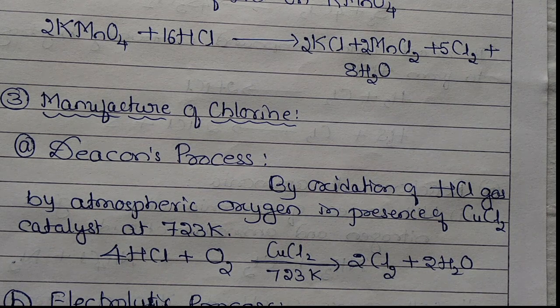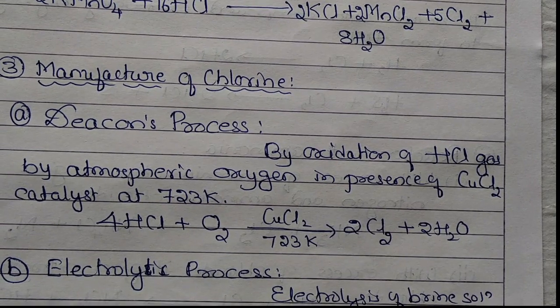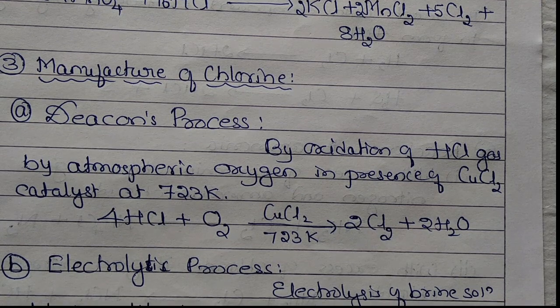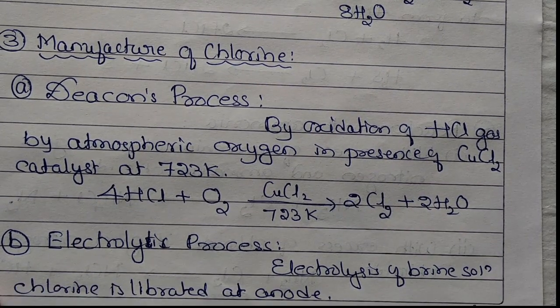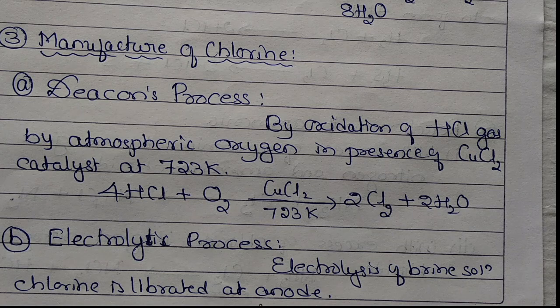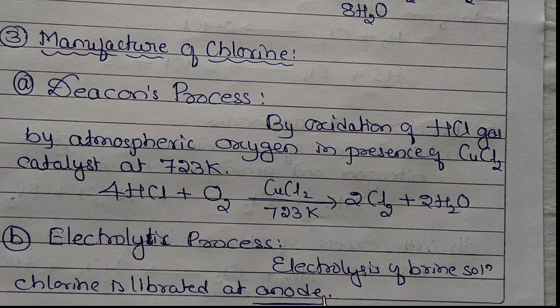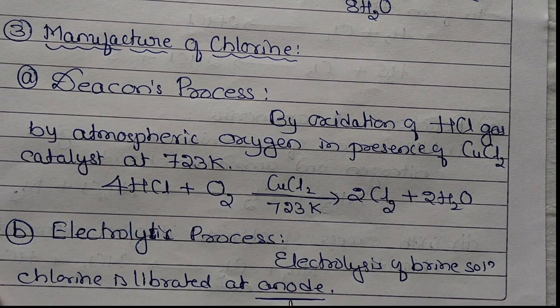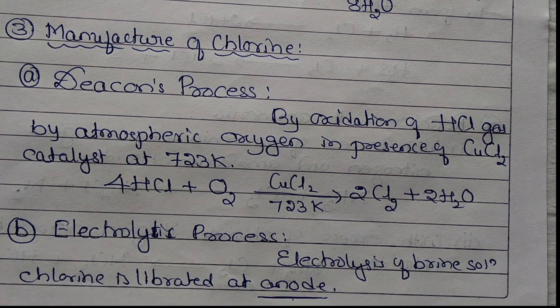Next, one more method by which we can prepare chlorine gas is from brine solution, that is saturated sodium chloride. Last year we discussed this in the preparation of NaOH. It is the electrolytic process, in which electrolysis of brine solution liberates chlorine at the anode. Okay, so this is about the preparation of chlorine.